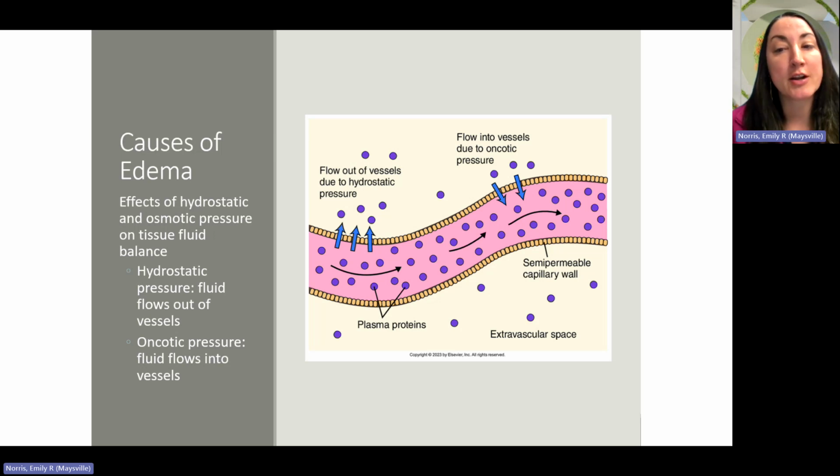Hydrostatic pressure is typically greater than oncotic pressure, so it pushes fluid out of the vessels, and then that fluid can be reabsorbed by the lymphatic vessels. So if this system is haywire, it could cause more edema, just depending on what's going on with this system.